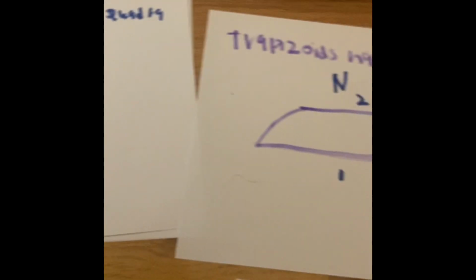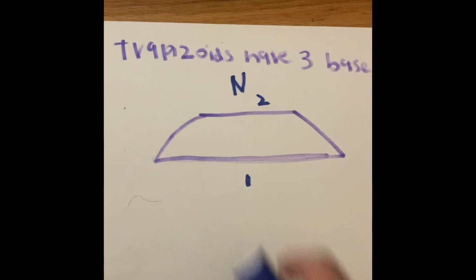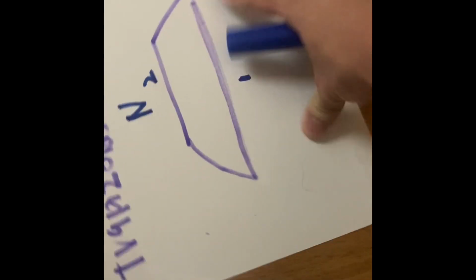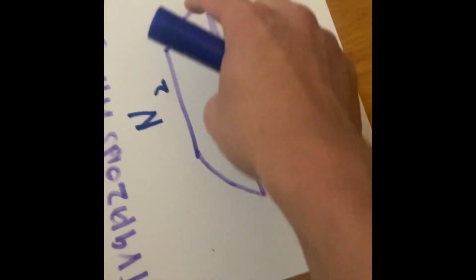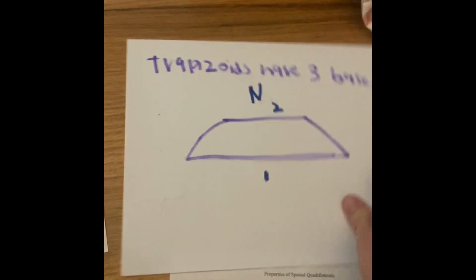just like squares have bases, rectangles have bases, parallelograms too, and rhombuses. And trapezoids do have 2 bases, but not a third one, because if we do this, they're not parallel. This one is not parallel to that. So no, it will not.